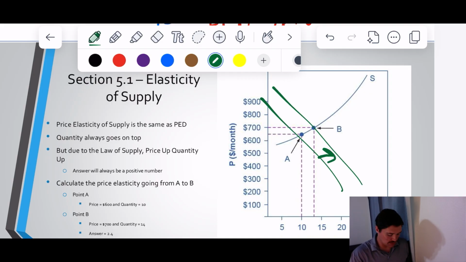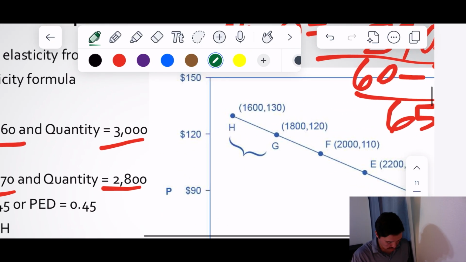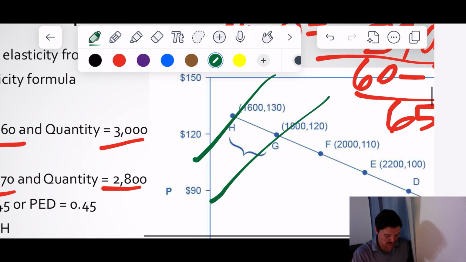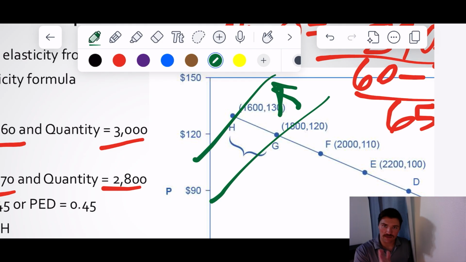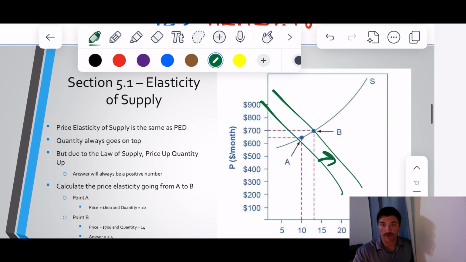Same thing happened with the demand curve back here, where we saw this change from G to H. There was a change in supply, so that changed price, and then we have to look at what change in quantity was. But on this one, we're looking at a change in demand changed the price on the supply curve. And so the calculation is the same idea.